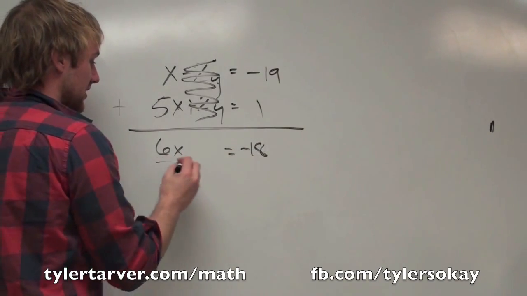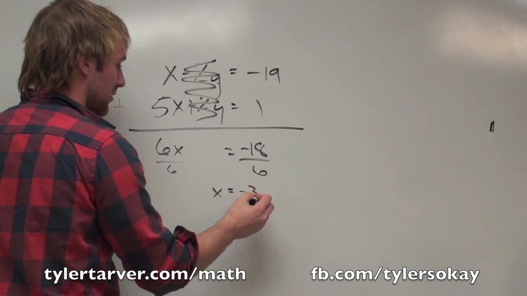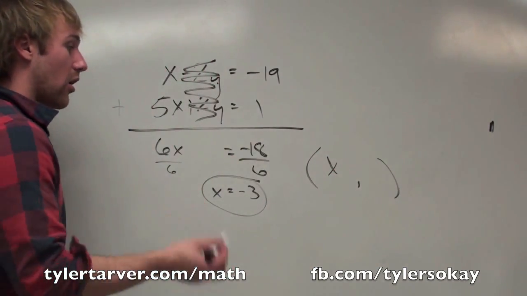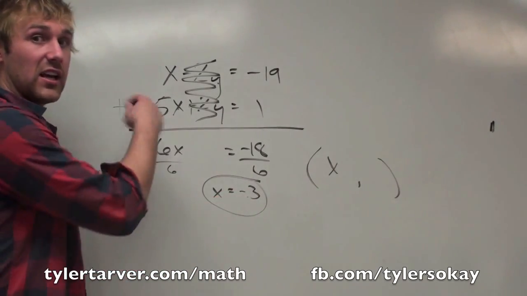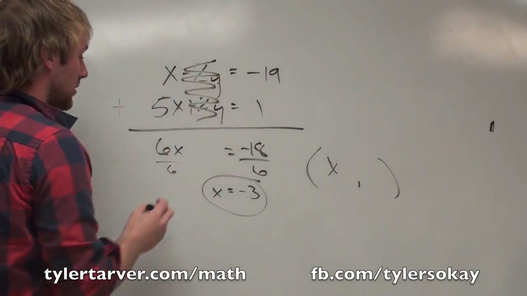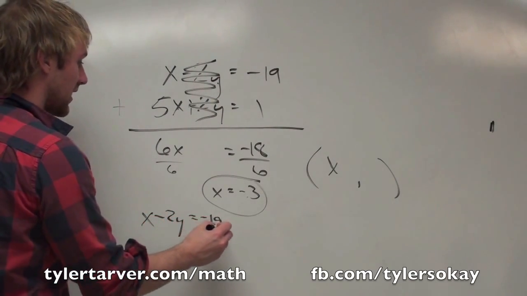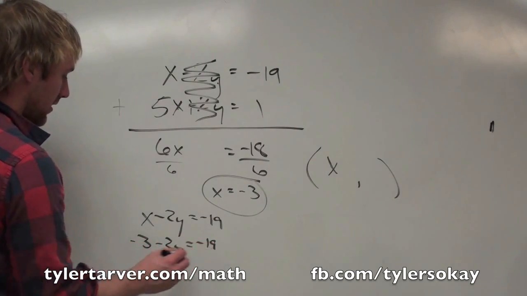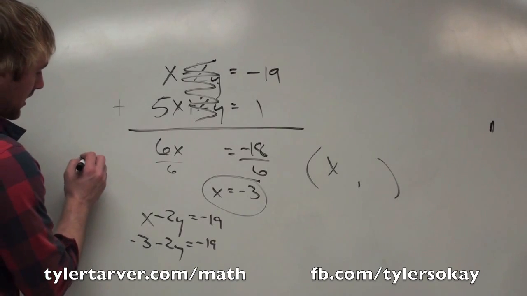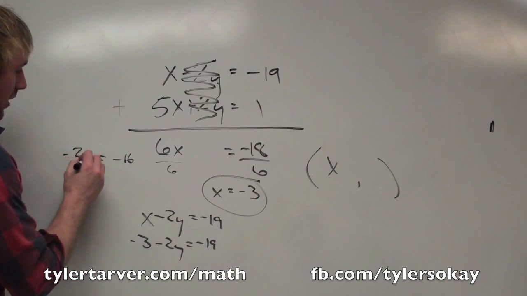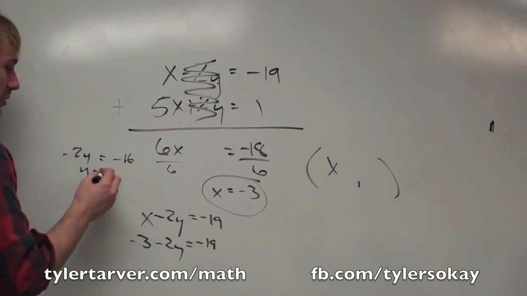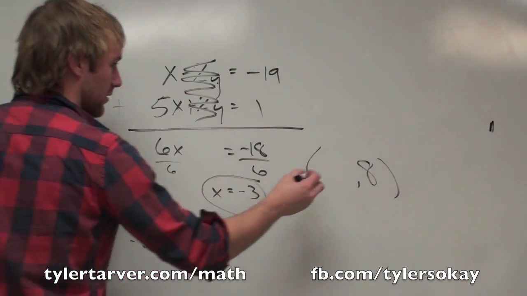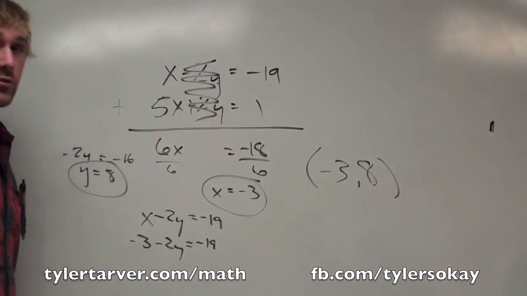Now just solve it. Divide by 6 on both sides. x equals negative 3. Now I found my x. To find the y, all I do is plug that in, for x, in either equation that we started with. I'm going to do it into this one, it was easier: x minus 2y equals negative 19. Plug in negative 3 for x. Negative 3 minus 2y equals negative 19. I add 3 to that side. That's going to be negative 16 equals negative 2y. Divide by negative 2. y equals 8. Our x was negative 3, 8 is our y. That's where these two lines cross.